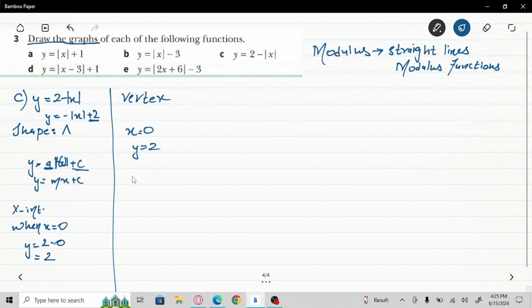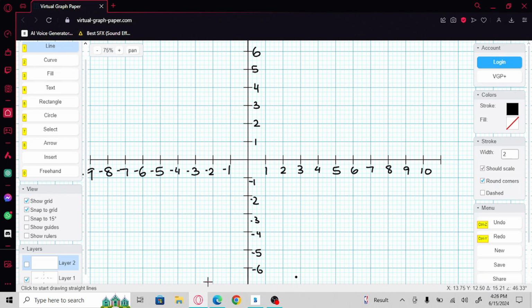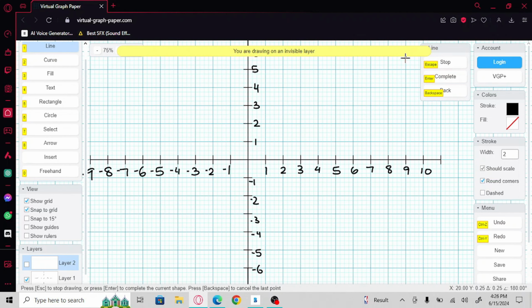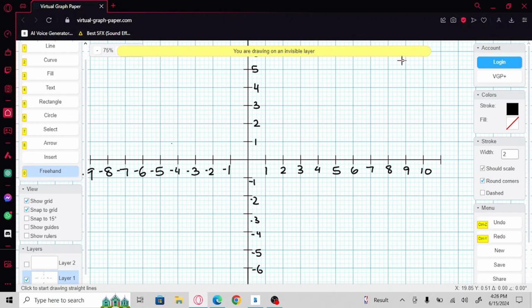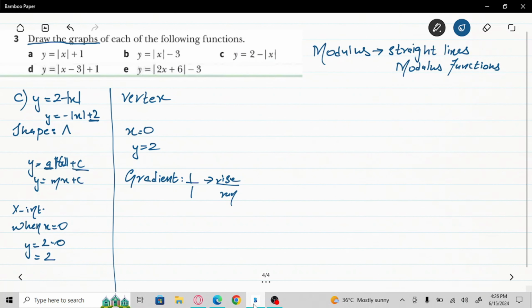That's our vertex point. And then the gradient, which is one of the most important things here, is 1, because with x there's nothing, so 1 is our gradient, 1 upon 1. 1 is the rise, upon 1 is the run. So that's the gradient. We have all the points. Vertex is at, freehand, one of our points x equals 0, y equals 2, and the gradient is 1 upon 1. There are two things we need right now. The vertex and the y-intercept are the same in this case. However, we do know the shape is going to be something like this.